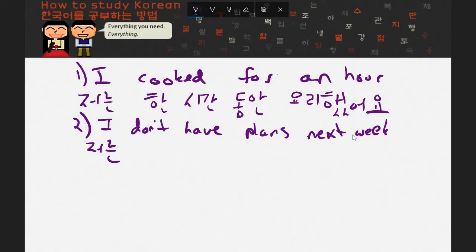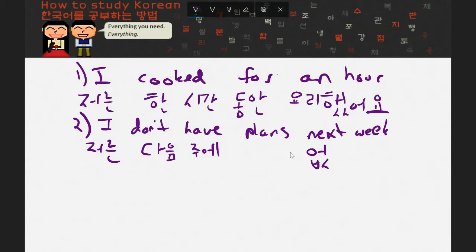Now I want to indicate the time in which I don't have something. The time is next week, so I can use the word for next, which is 다음, and specifically it's next week, so I'll put 다음 주. That's the time period, so I'll put 에 at the end of that. Now this just says I next week. I want to indicate that I don't have something, and if you want to indicate that somebody doesn't have something, you want to use the word 없다.